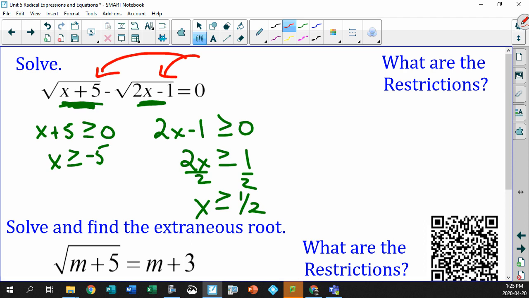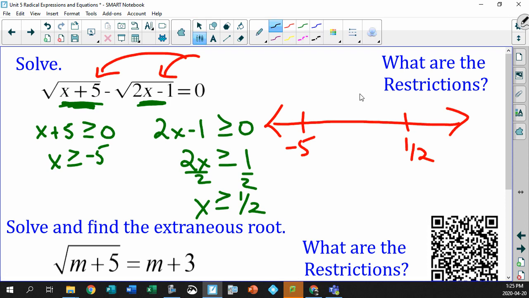Okay, best thing to do, put it on a number line. Let's see what it looks like. Here's the negative 5 out here, and here's the 1/2 right here. Now, I'm going to pick the best number in the entire universe. I'm going to pick the number that goes right smack here. I'm going to pick 0. I want to show you something.